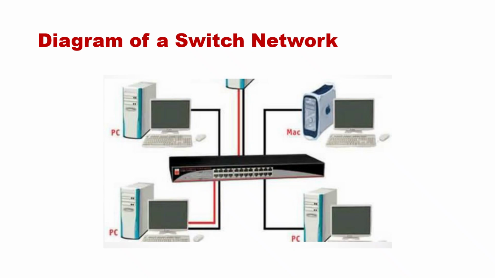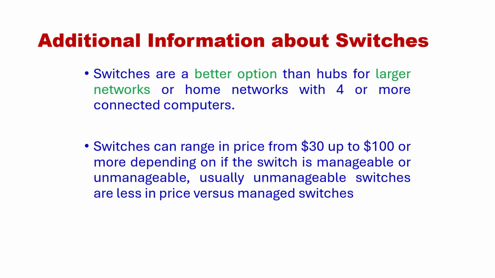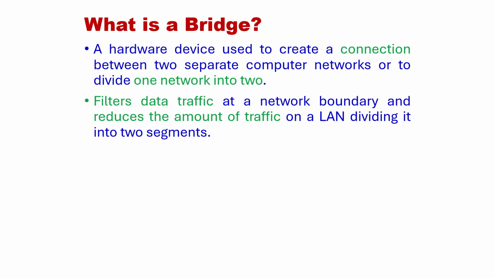This is an example of a switch network where we have a switch with 4 different PCs connected. Now let us look at additional information about switches. Switches are a better option than hubs for larger networks, and the price range is from $30 up to $100 or more depending on how you want to purchase. You can also go for managed or unmanaged switches based on your need.